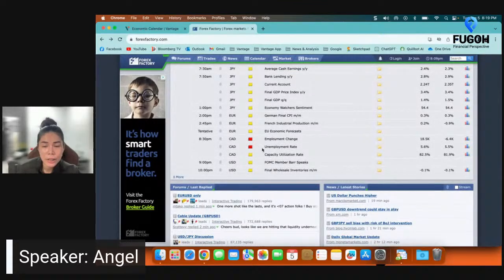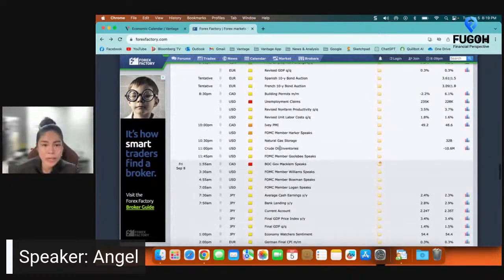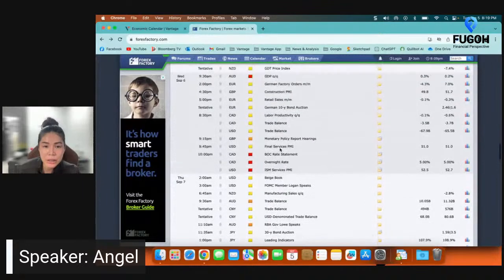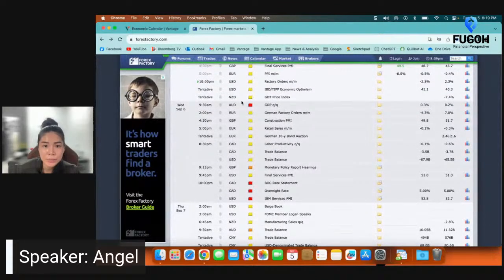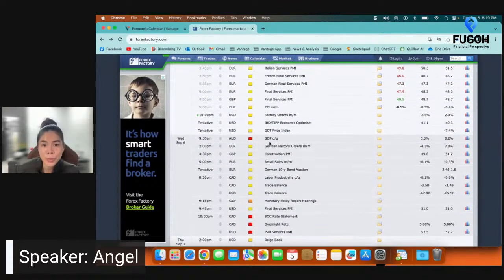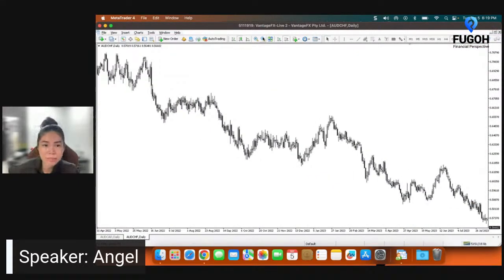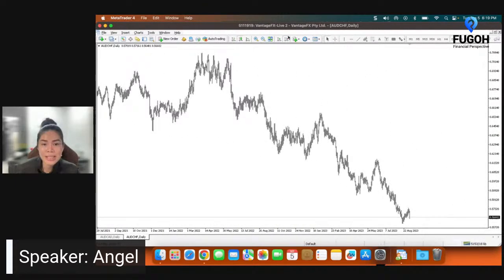What we're waiting for, CAD, sorry, this is AUD, right? AUD CHF. Let me see if there's anything for AUD still for this week. None. Oh, wait. Tomorrow we have quarterly GDP, which is 0.3%. But since they're expecting a below trend economy growth, that's quite questionable. Anyways, let's see. So trend is still downtrend, very clear.